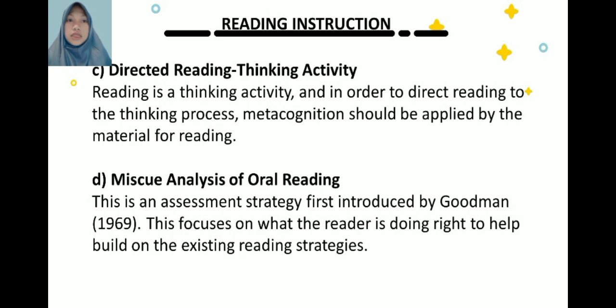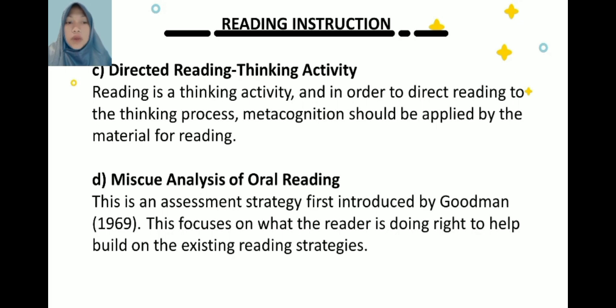The third strategy in reading instruction is the directed reading thinking activity. Reading is a thinking activity, and in order to direct reading to the thinking process, metacognition should be applied by the materials for reading. So what is metacognition? Metacognition is the way learners process their thinking and learning. It involves the learners' process of how to learn.